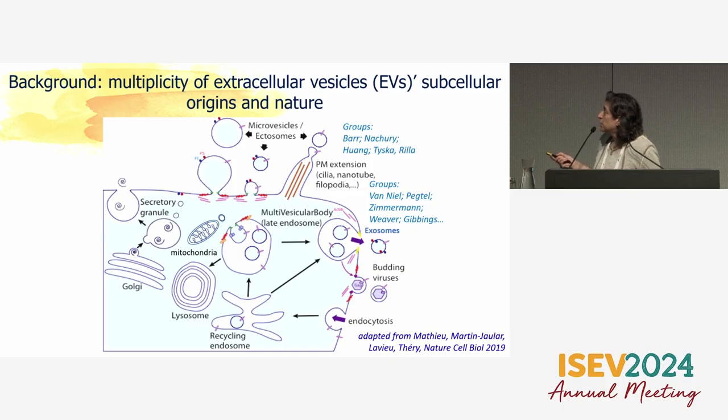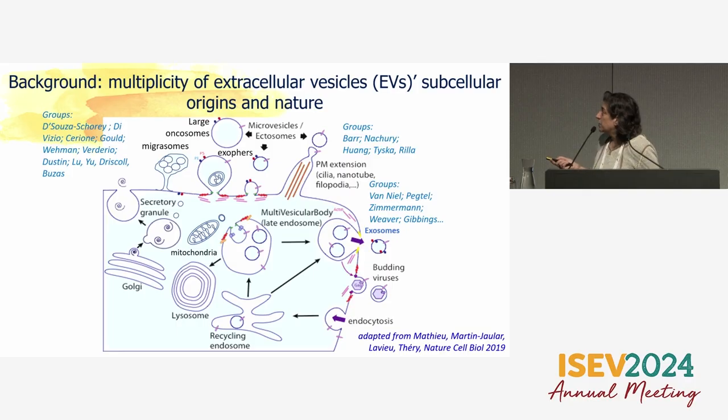Then you have other groups that work mostly on EVs that form from particular extensions of the plasma membrane, like cilia, nanotubes, filopodia, etc. There are also lots of groups that work mostly on the large EVs. Since we initially drew this scheme, many more large and very large EVs have been described, like the migrasomes or the exophers containing parts of mitochondria. So there is really an expansion of our knowledge, of what we recognize as heterogeneity of the EVs.